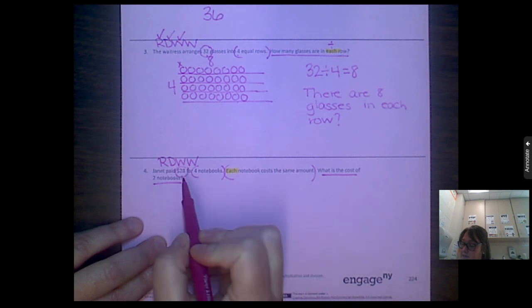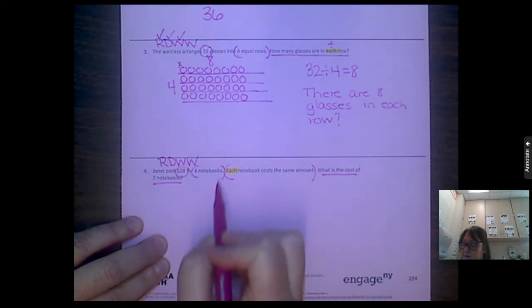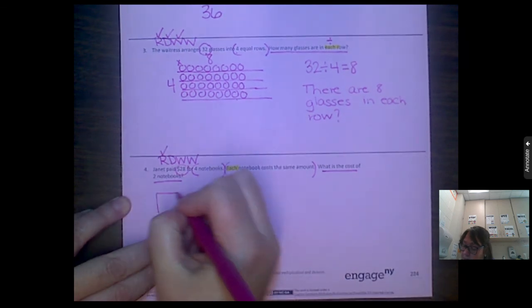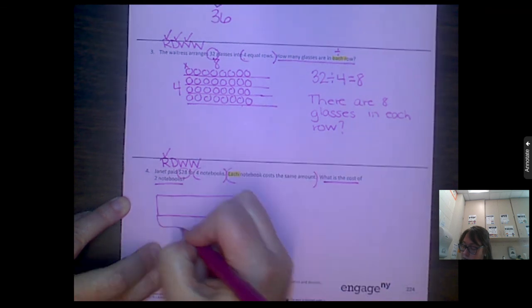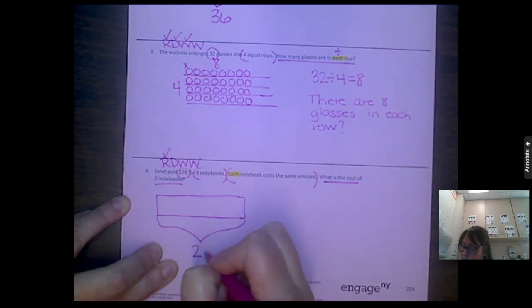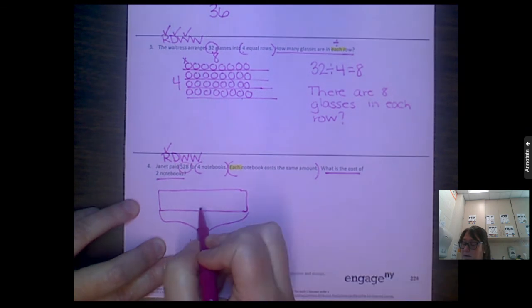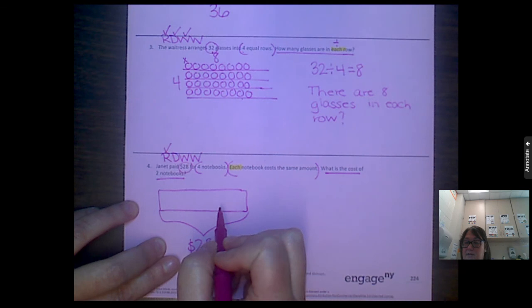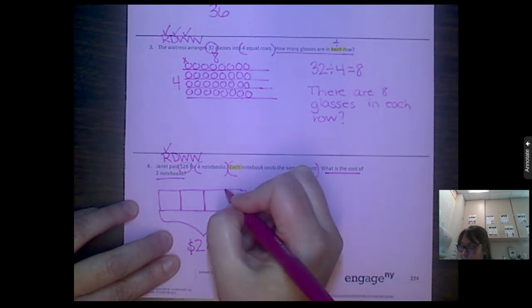Okay, so I'm going to look here. $28 for 4 notebooks. I just want to focus there. Oh, we can also check off my read. So I'm going to do a tape diagram here. And do I know the total? Yes. It's $28. And there was 4 notebooks. So if I want 4 groups, how many lines? 3. Nice job. And then I'll just count to make sure I have 4 groups. 1, 2, 3, 4.